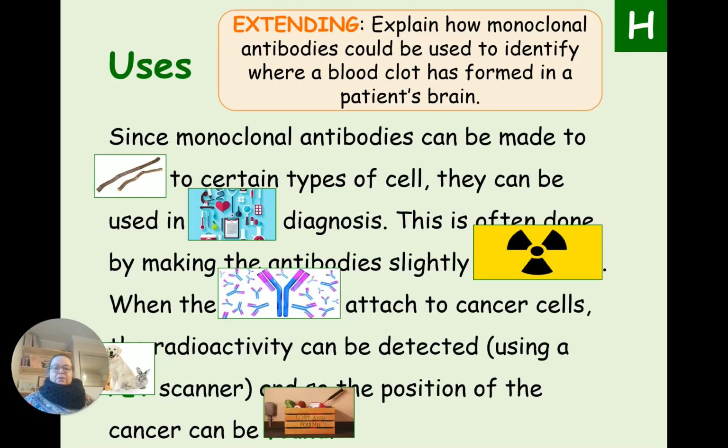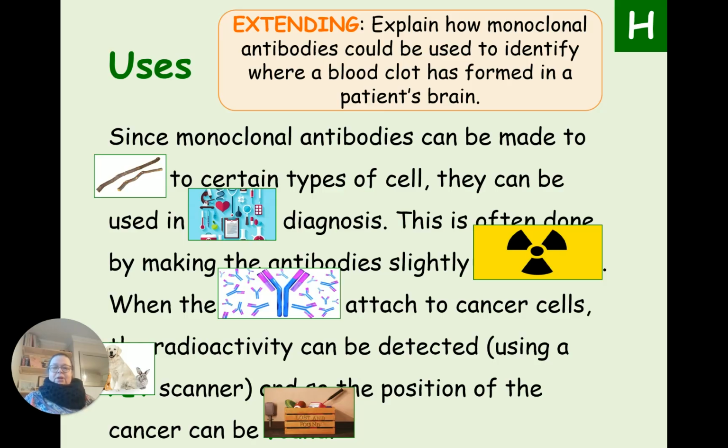Right, a little thing for you to do here then. Explain how monoclonal antibodies could be used to identify where a blood clot has formed in parts of the patient's brain. So I've put picture clues over the missing words. So pause the video, have a little go and see if you can do it, and we'll unstick it all in a minute and have a look. Right, hopefully you've had a go, so let's have a look.